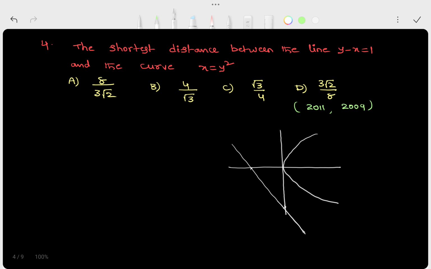The question is the shortest distance between the line and the curve. See, first of all, you define one point on that curve. For example, let it be point P.